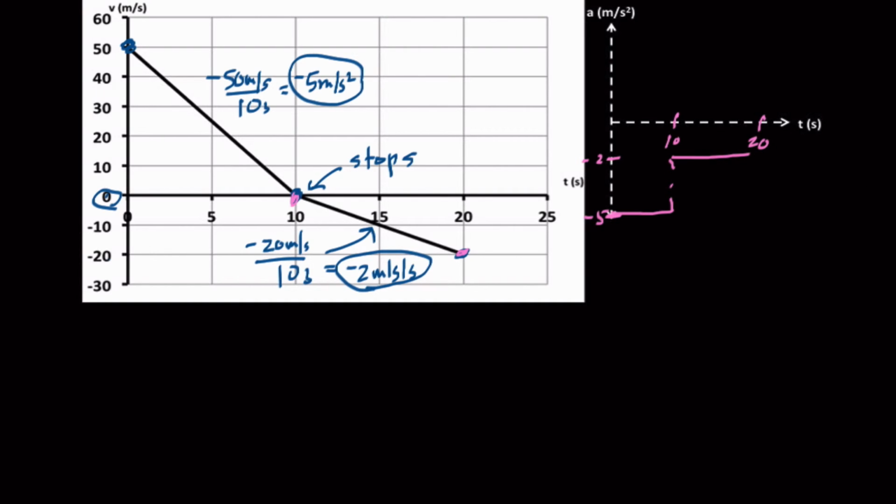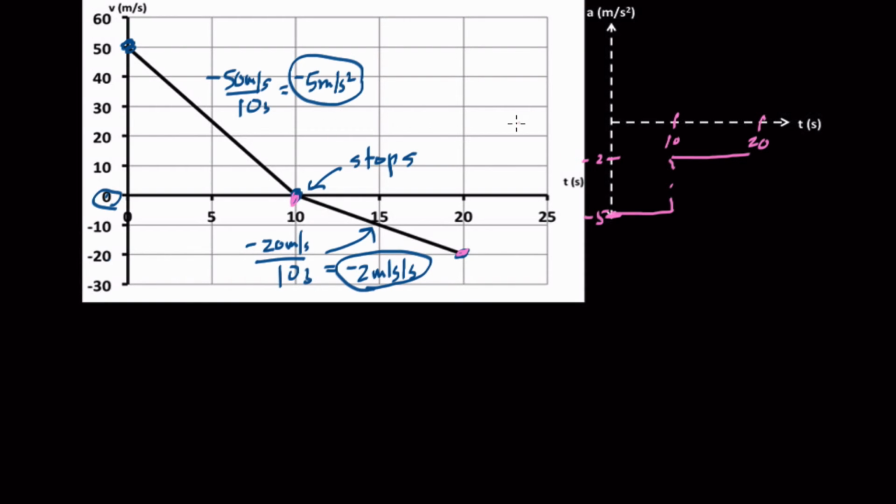And one thing to note in this is that even though its acceleration is negative the whole time, its velocity isn't. So its velocity is positive for the first 10 seconds, negative for the next 10 seconds. It slows down, and then it reverses direction and speeds up, but its acceleration is negative the whole time.